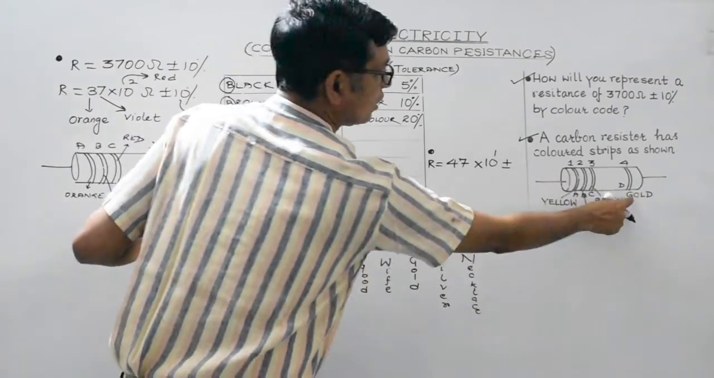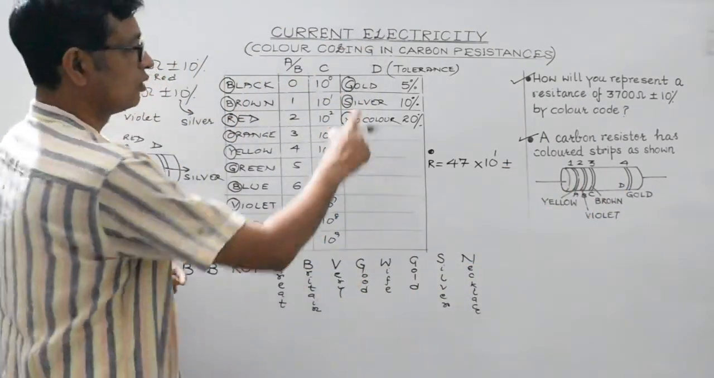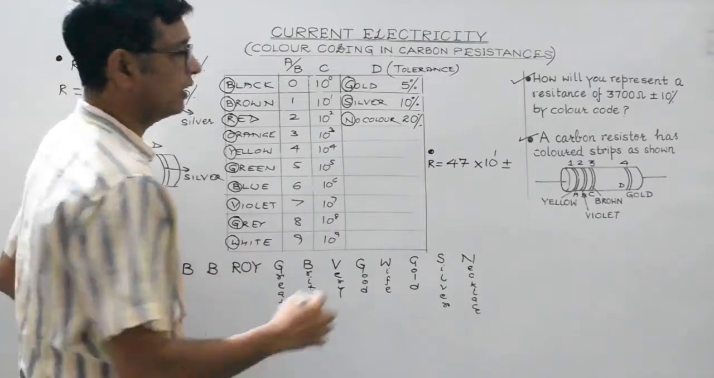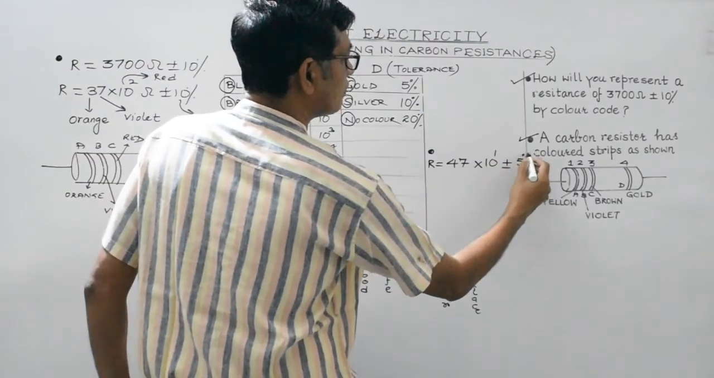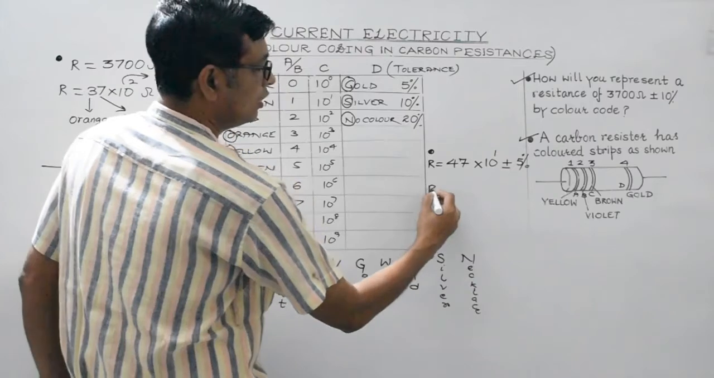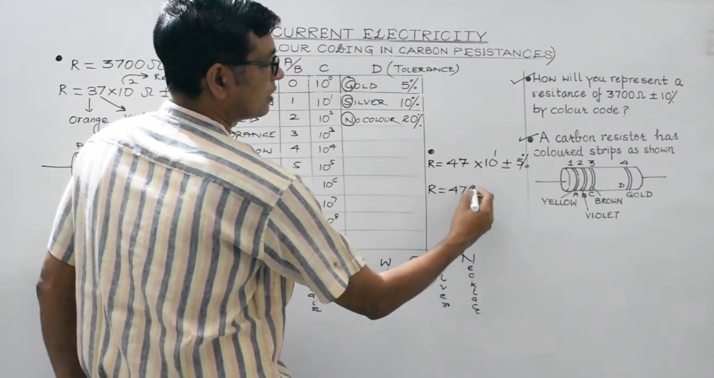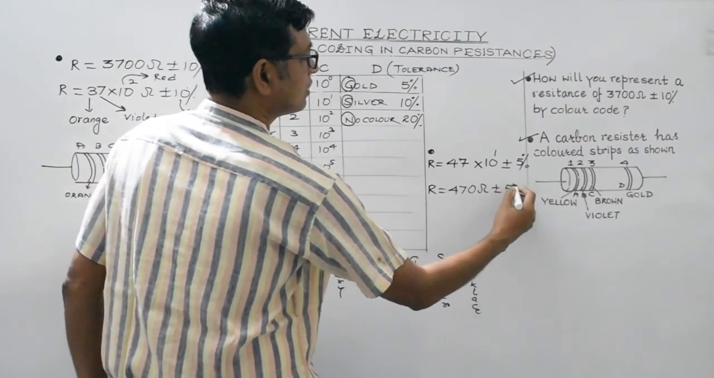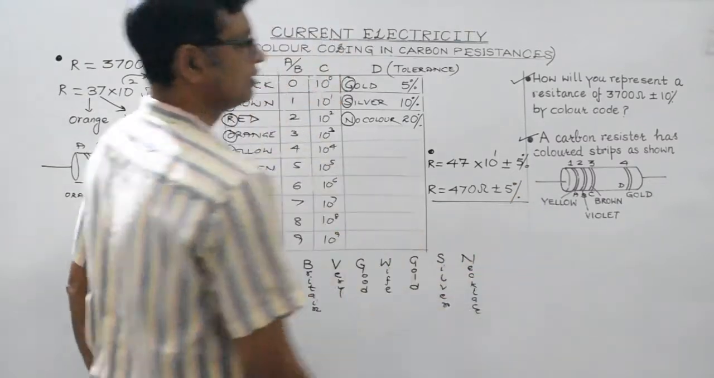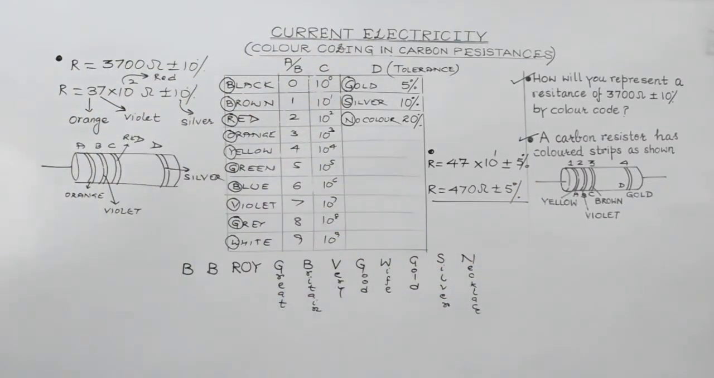Plus minus, this will give the tolerance. Gold indicates a tolerance value of 5%. So it is 5%. This will be in ohm. So it may be written as 470 ohm plus minus 5%. So that's the answer. Clear, students?